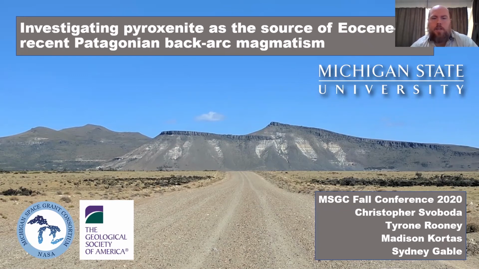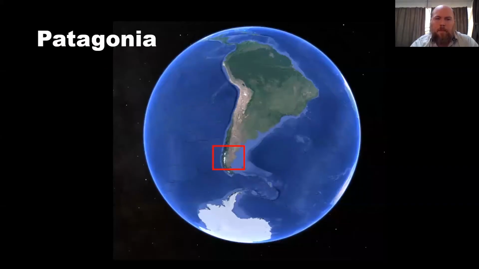I'm from Michigan State University, and today we're going to look at pyroxenite as the source of Eocene to recent Patagonian magmatism. The picture that you see here are some of these Eocene to recent lava flows. They're the dark areas that form the caps or mesas at the tops of those hills seen in this photograph. This picture was actually taken during fieldwork there in 2018.